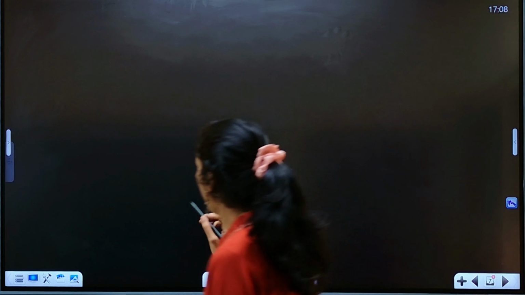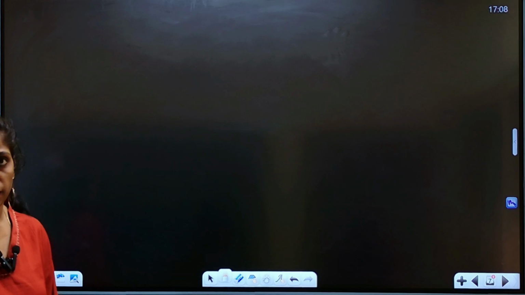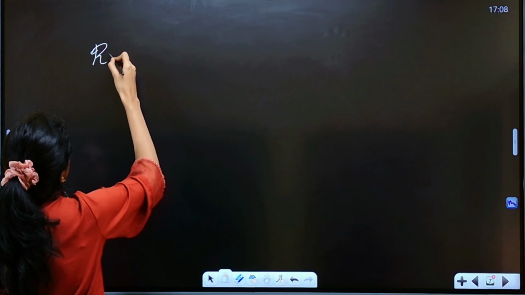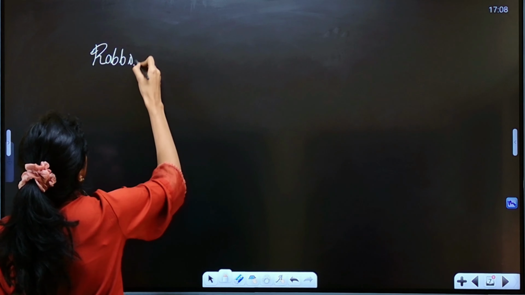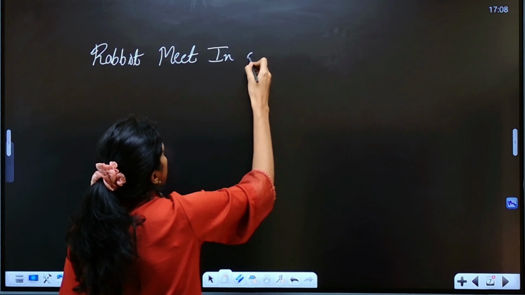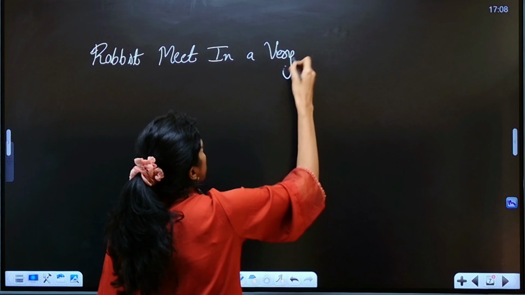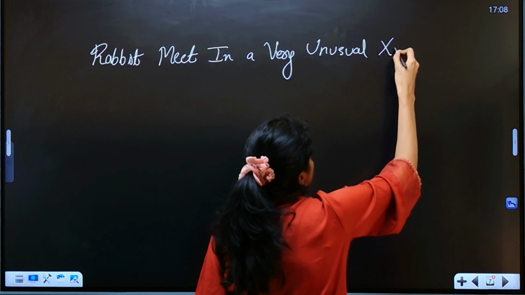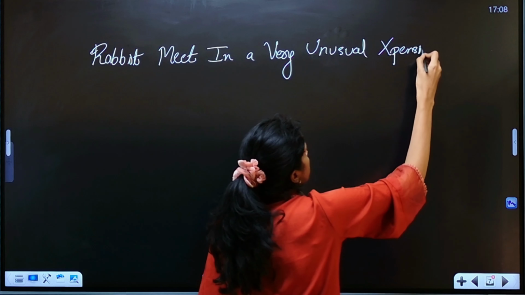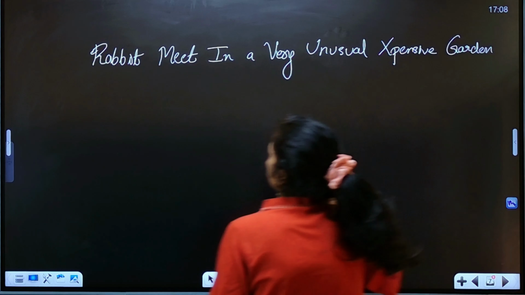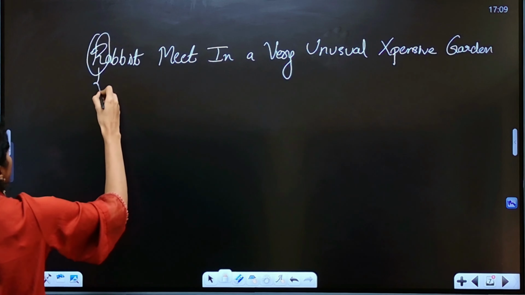Okay, we have 7 electromagnetic waves, right? So we can remember them using a mnemonic. I use this mnemonic: rabbit meat in a very unusual, expensive garden. So I'll take R. R stands for radio waves.